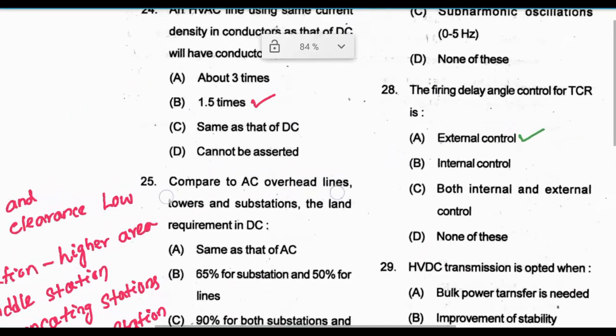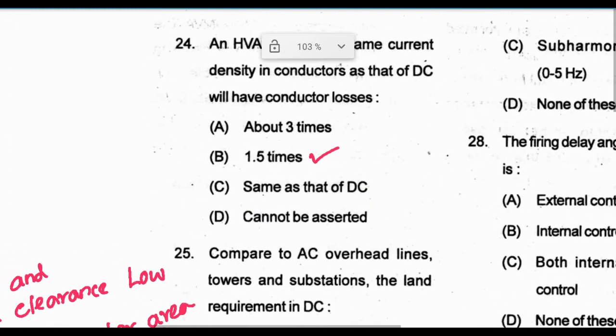So next question is question number 24. An HVAC line using the same current density in conductors as that of DC will have conductor losses: option A, about 3 times; about 1.5 times; same as that of DC; cannot be asserted. So here in case of AC, the conductor loss is higher, and how much? This is generally for aluminum conductors, generally 1.5 times, and this is due to the skin effect.